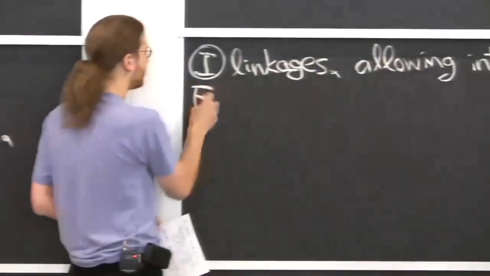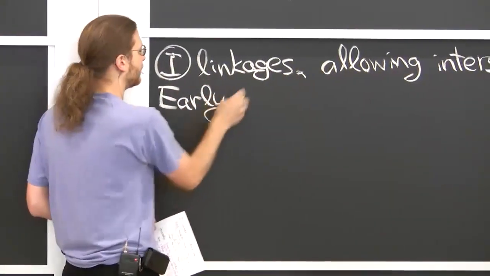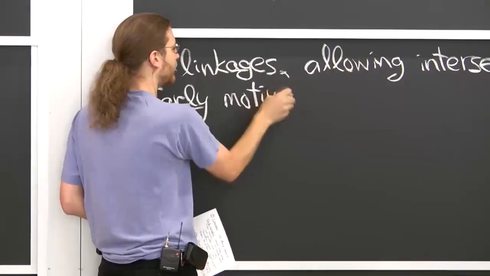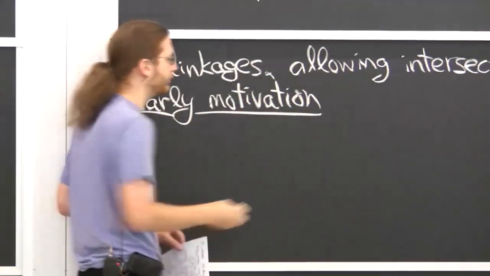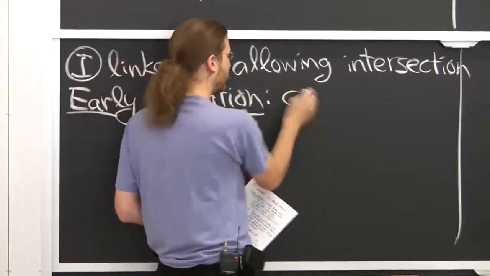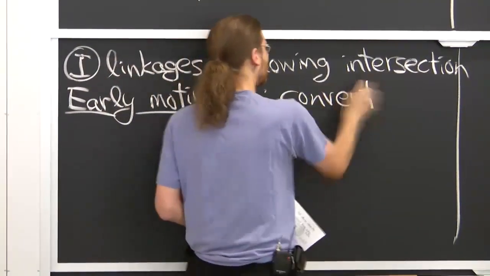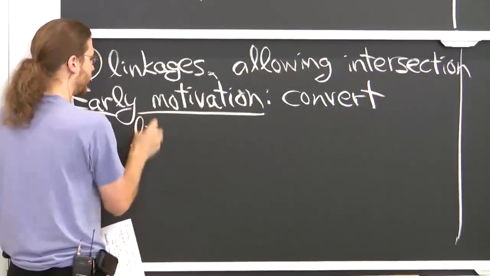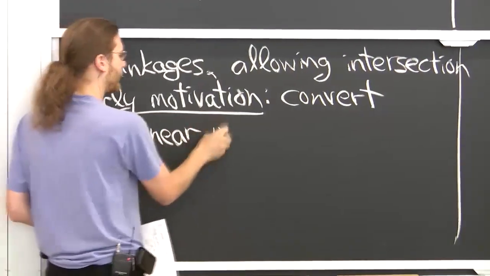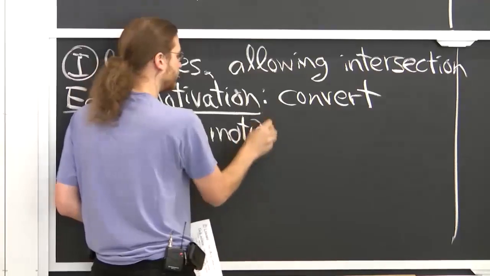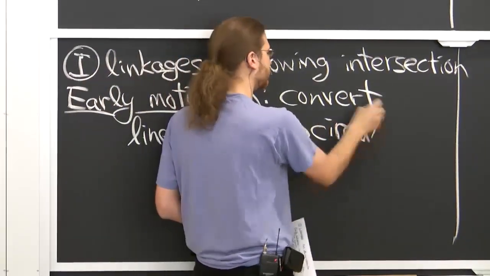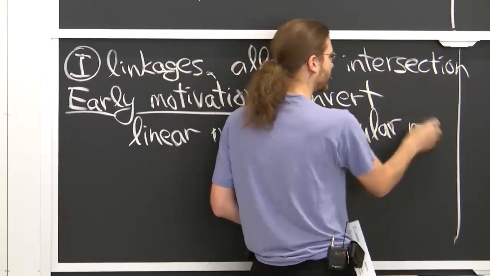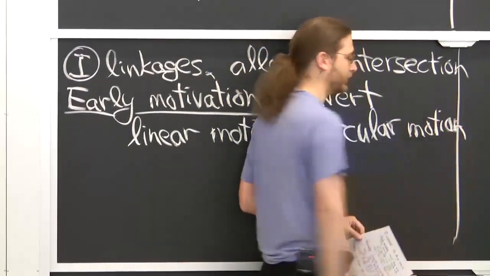So an early motivation here, where a lot of this linkage folding came from originally, this is the 1800s, is converting linear motion into circular motion. Actually, it was really, yeah, get it right. Linear motion into circular motion.